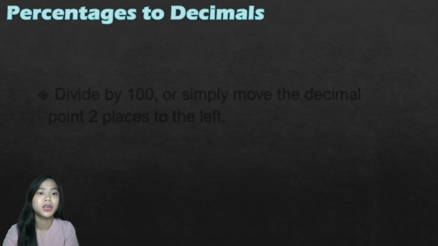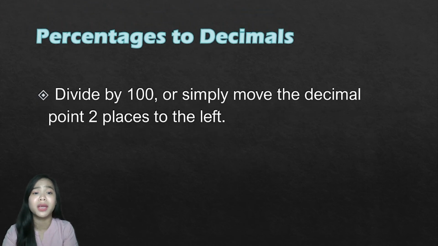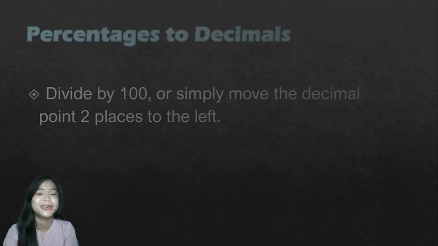Now, let us convert percentage to decimals. The step is we need to divide the percentage by 100, or simply move the decimal point 2 places to the left. This time, we need to move the decimal point 2 places to the left, because from decimal to percentage, we move it from left to right. So this time, right to left. So let's have examples.